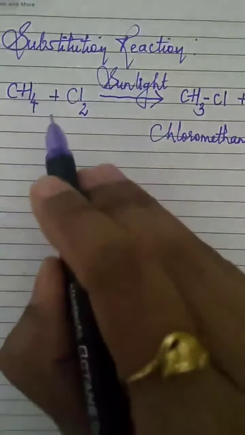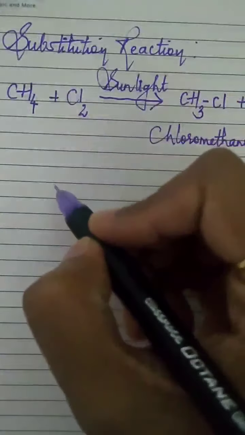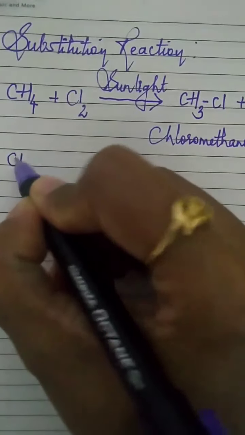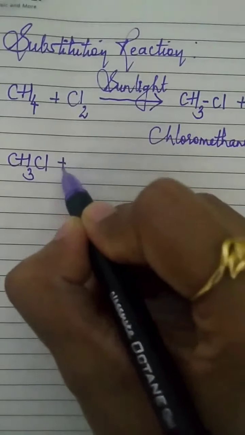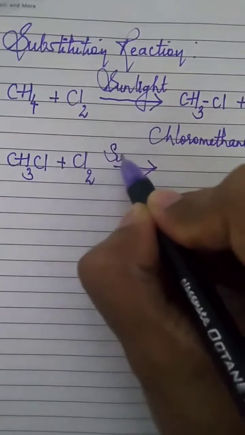So this is called a substitution reaction. Substitute. When one person is absent, the other will take the place. That is, one hydrogen gaya, uske jagah pe chlorine. Substitution reaction. Again, the product will undergo substitution reaction further. That is methyl chloride or chloromethane, again with chlorine in the presence of sunlight.